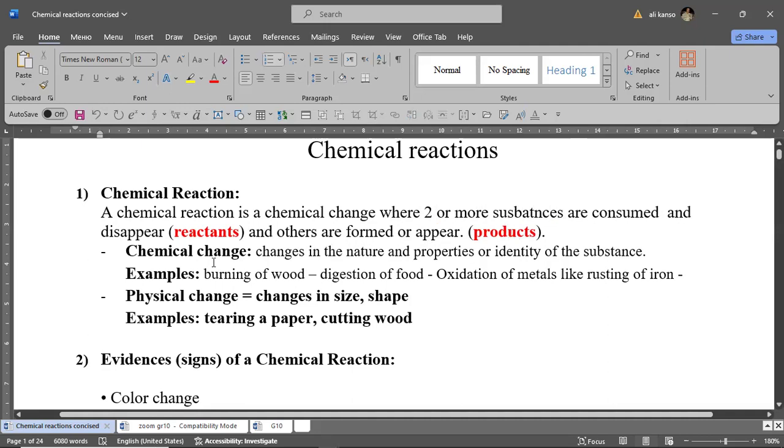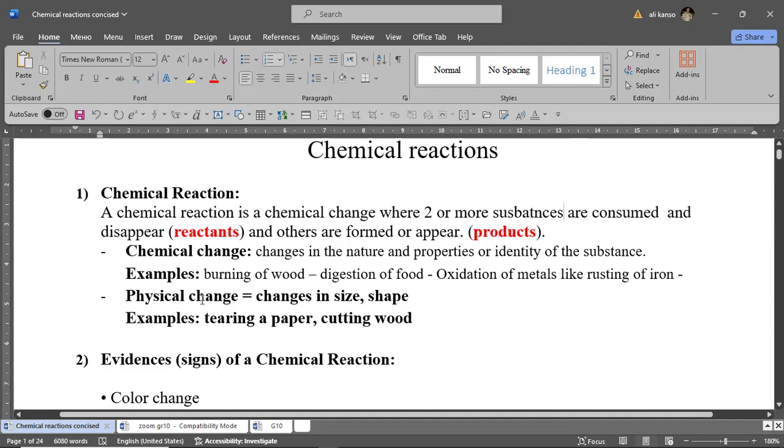What we have to explain is what we mean by chemical change. Chemical change means the change in the nature of the substance, the change in the properties or the identity of the substance. The substance changes into other substances that are different in nature, properties, and identity. For example, as we said, burning of food, digestion of food, oxidation of metals like rusting of iron. All of these are examples of chemical change.